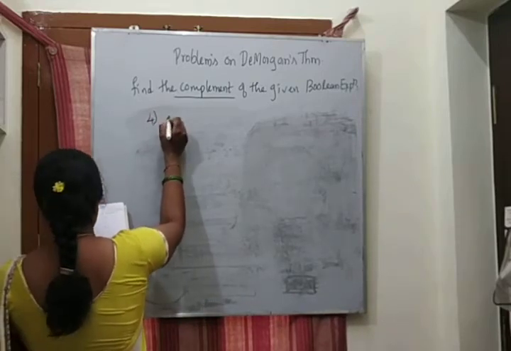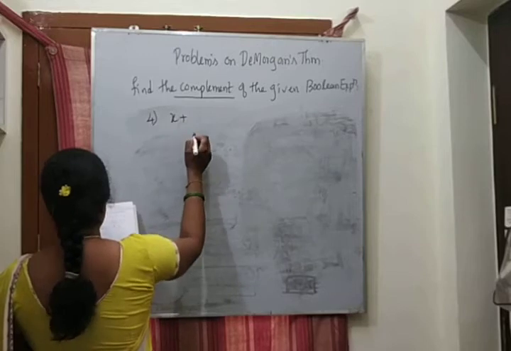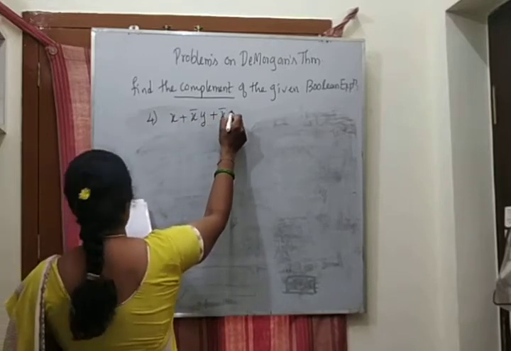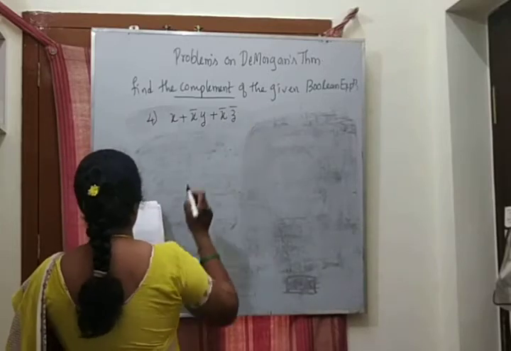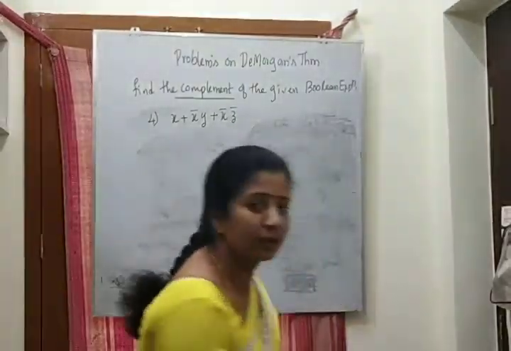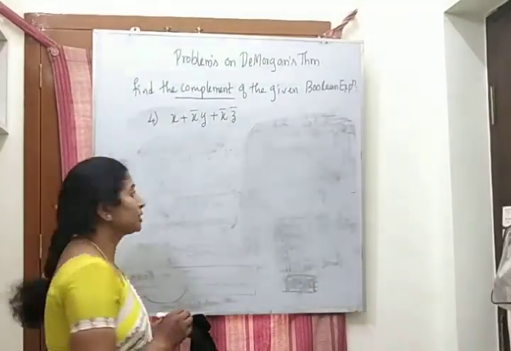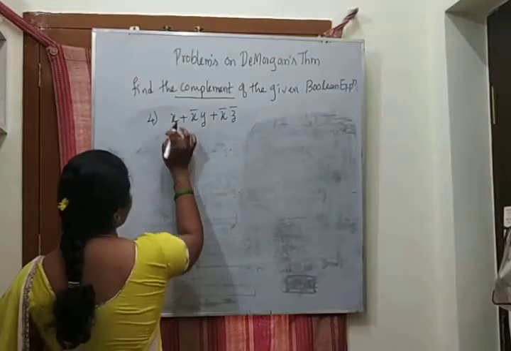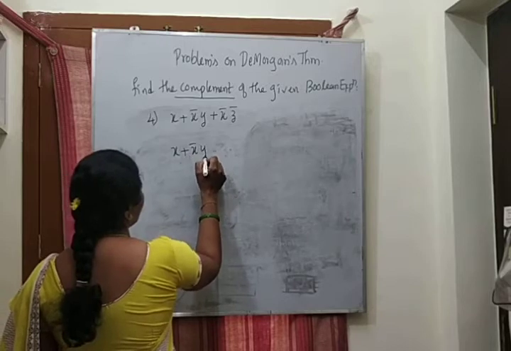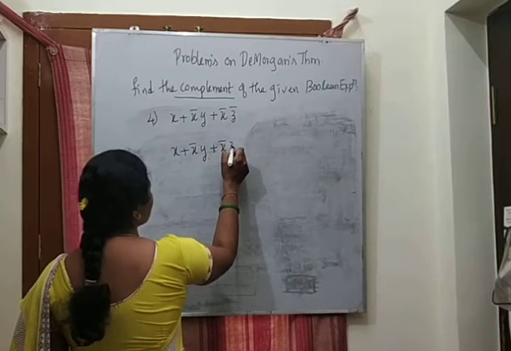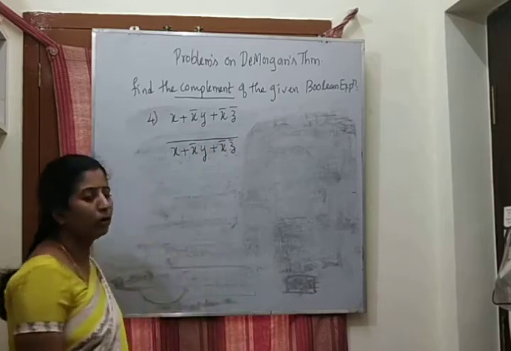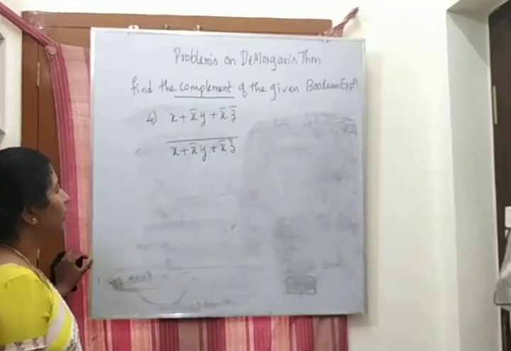Problem number 4. X plus x complement y plus x complement into z complement. Find the complementation of the given Boolean expression. For the given Boolean expression, copy down the given expression first as it is: x plus x complement y plus x complement into z complement, whole complement. This is your given problem.